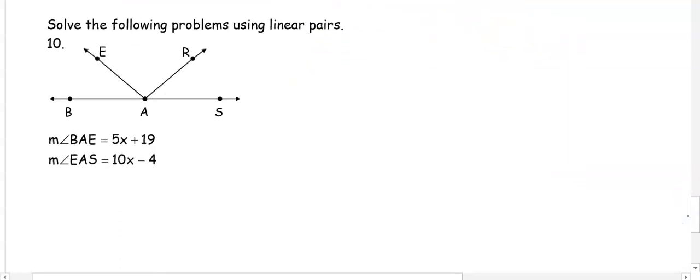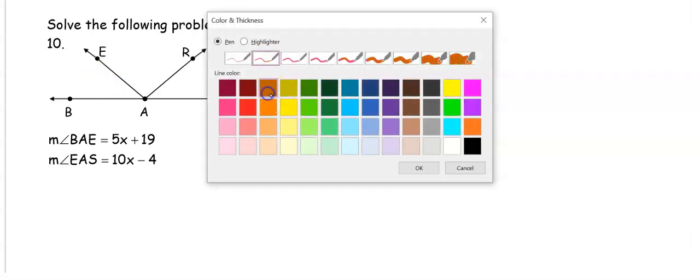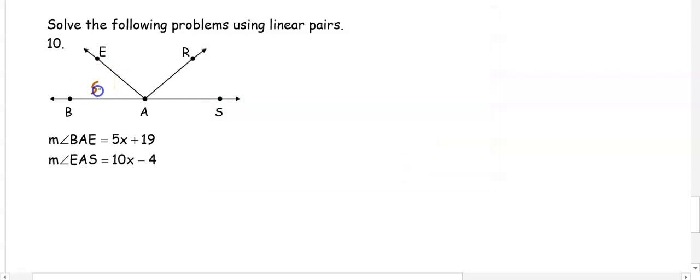In number 10, use linear pair. So remember, linear pair means that the angles add up to 180 degrees. So we have angle BAE is 5x plus 19, and EAS is 10x minus 4. So together we know they form a straight line, which is 180 degrees.